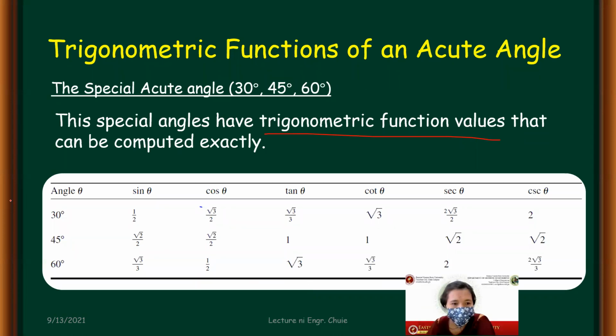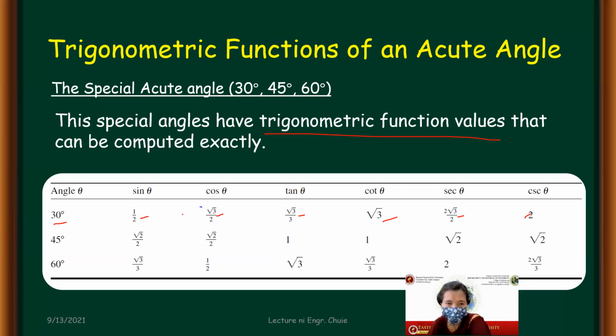So we have here, the sine of 30 is 1/2. We also have cosine of 30 is square root of 3 over 2. Tangent of 30 is square root of 3 over 3. Cotangent of 30 is square root of 3. Secant of 30 is 2 square root of 3 over 3. And cosecant of 30 is 2.